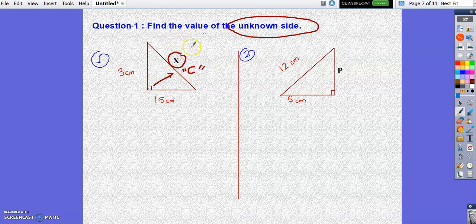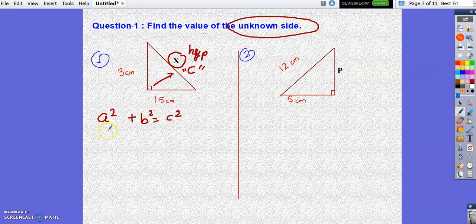Okay, I'm just labeling and I'll write it over here. This is my hypotenuse. Now I will write my Pythagorean theorem. The Pythagorean theorem is a square plus b square is equal to c square, where c is the hypotenuse. Keep in mind, okay?